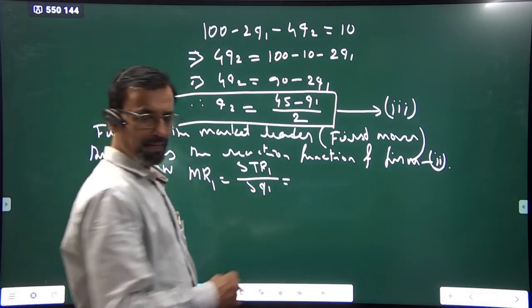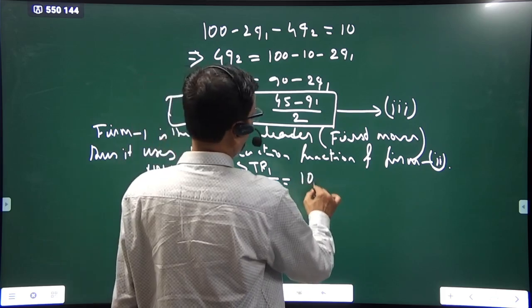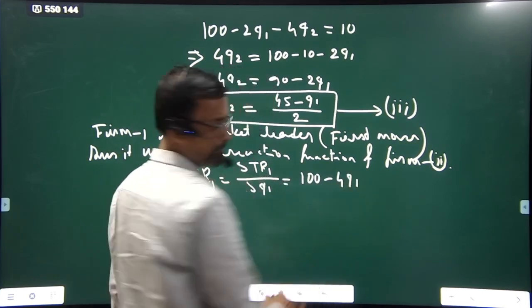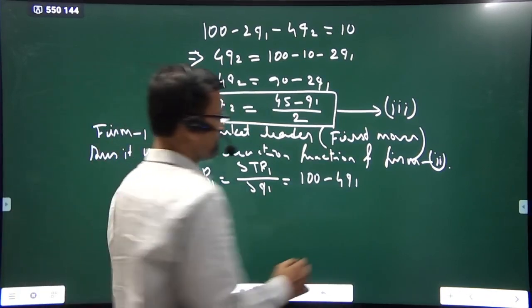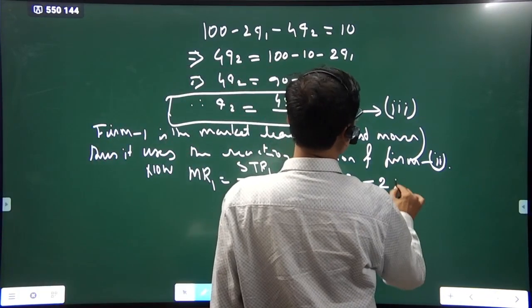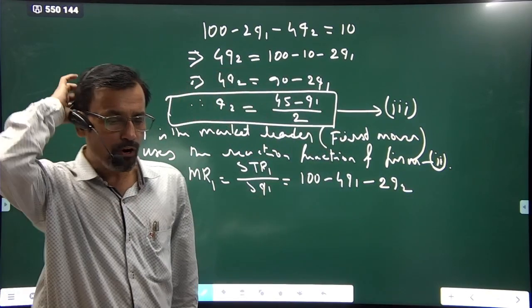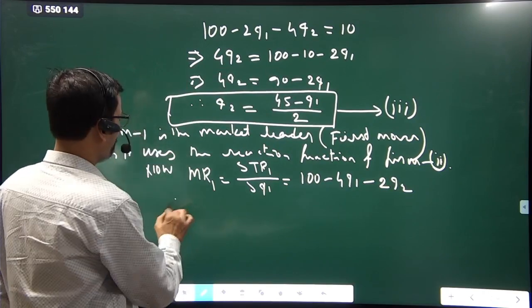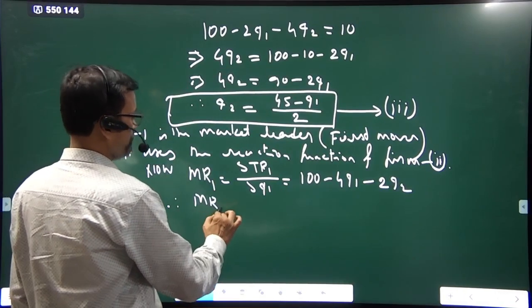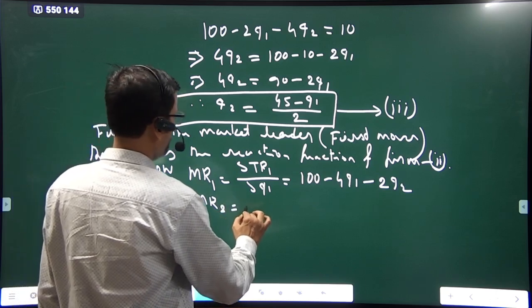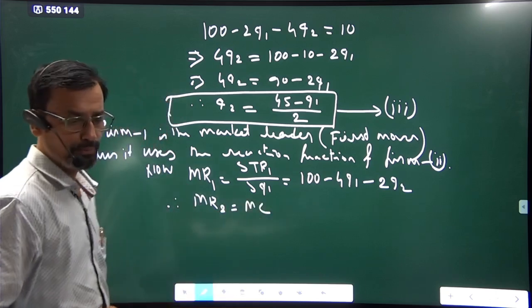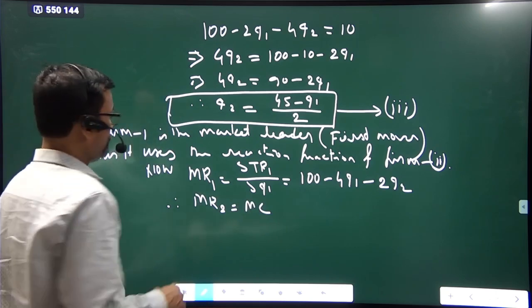Then 100 minus 4Q1, and minus Q2, minus 2Q2. So this is the marginal revenue of firm 2. Therefore, marginal revenue is equal to marginal cost.